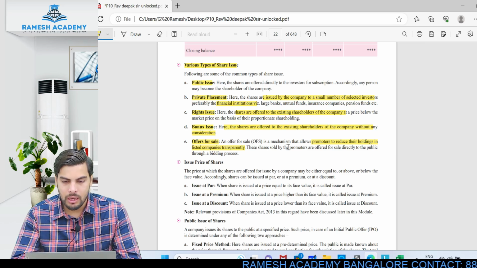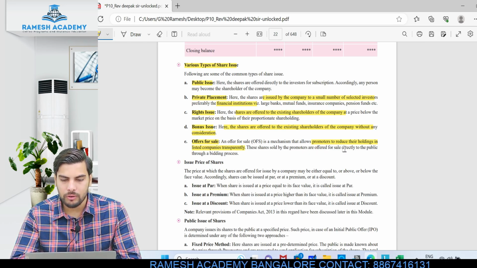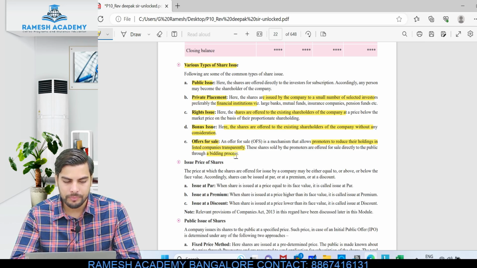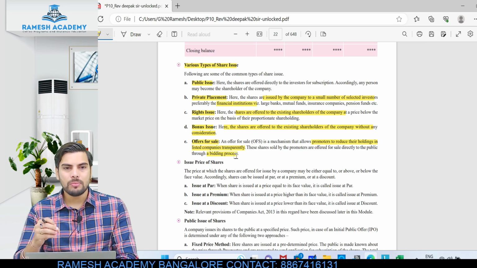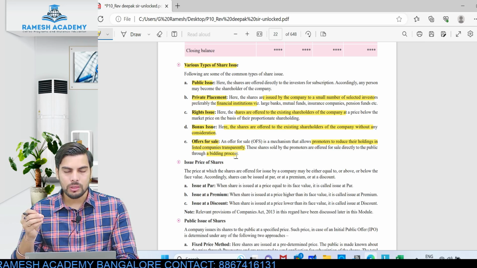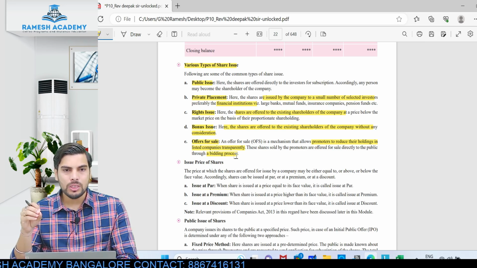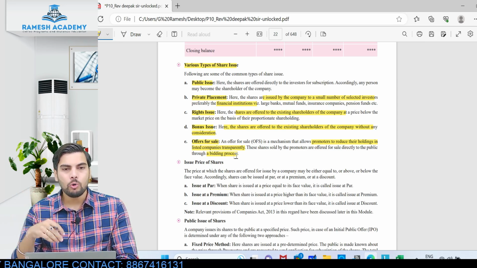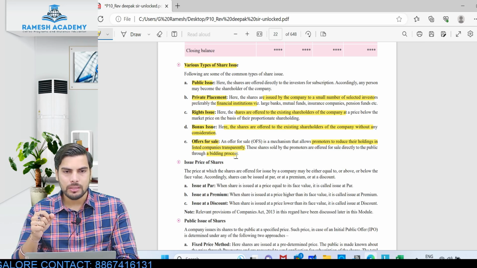So look at this. Promoter to reduce the holding of a listed company. These shares sold by the promoters are offered for sale directly to the public through a bidding process. That is what I mentioned now, right? So these shares will be sold by the promoter by conducting something called a bidding process. Whoever has the highest bid, an auction would happen, and the highest bidder is the one to whom I'll be willing to sell my shares. Clear? Hope you guys understood this. Clear about all these terminologies?